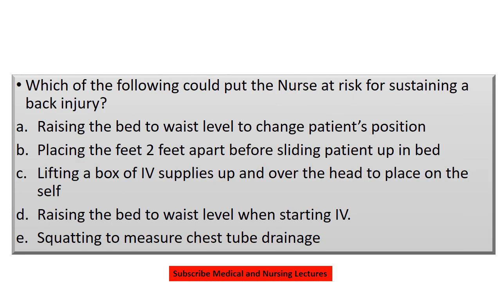Which of the following could put the nurse at risk for sustaining a back injury? Raising the bed to waist level to change the patient's position, placing the feet apart before sliding the patient up in bed, lifting a box of IV supplies up and over the head to place on the shelf, raising the bed to waist level and starting an IV, squatting to measure chest tube drainage. The correct option is option B, placing the feet apart before sliding the patient up in bed.